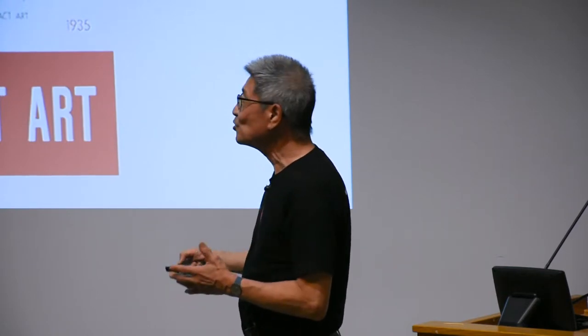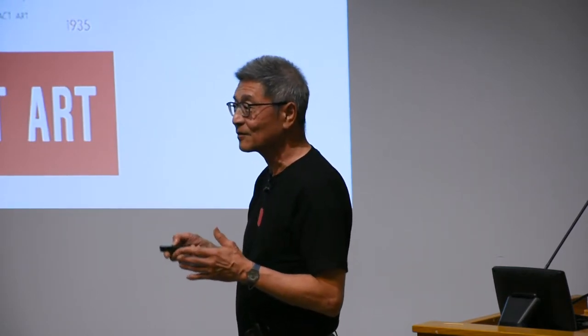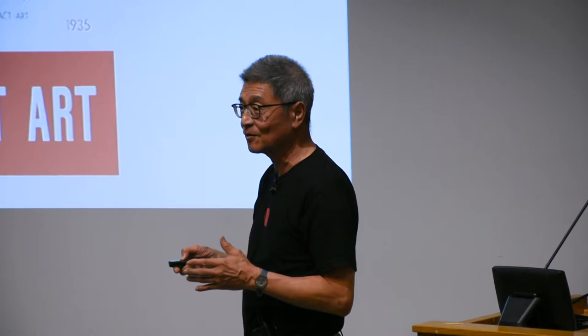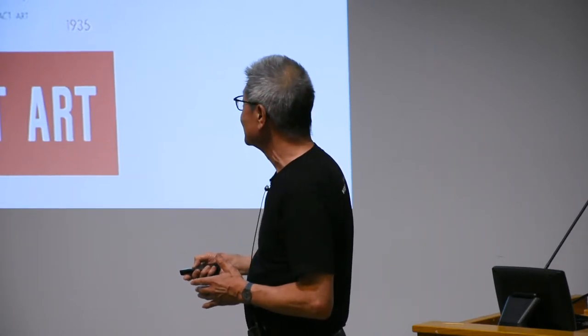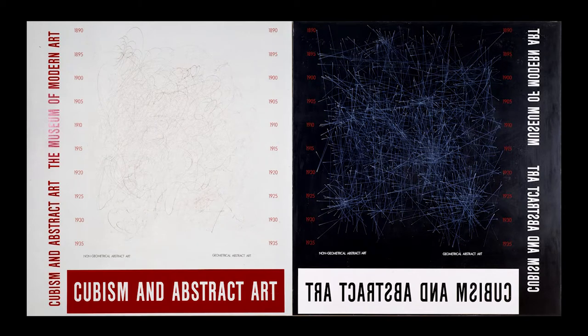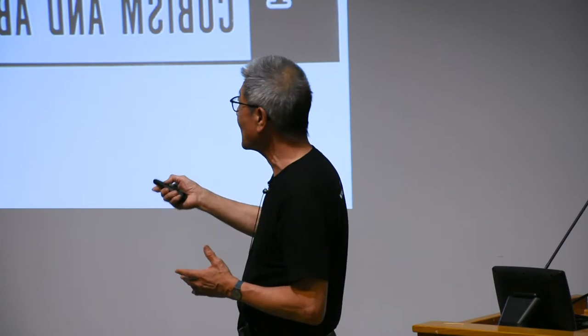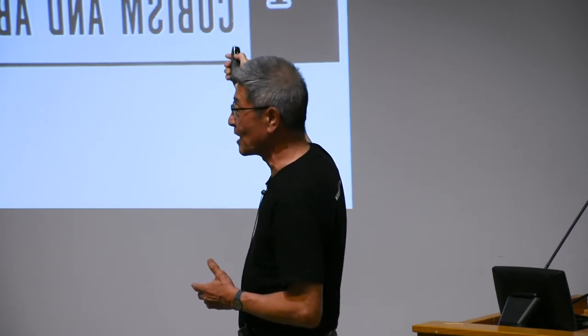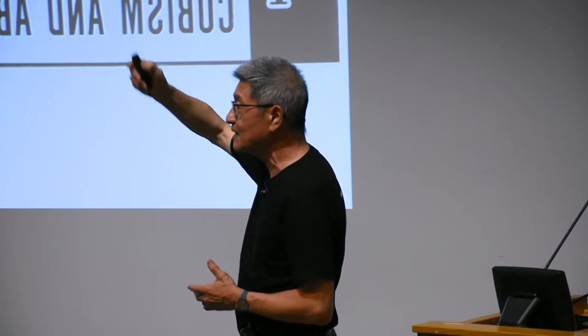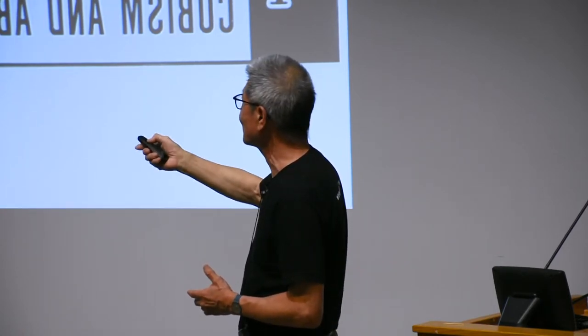So basically, usually when I hop on an idea, I try to do more than one version, or I try to extend it in whatever ways I can. Alfred Barr had bifurcated the history of Cubism and abstract art into geometric and non-geometric. So I took him at his word and made it geometric with rude lines on the right and curvilinear handmade marks on the left.